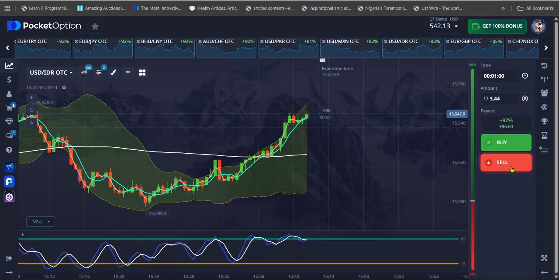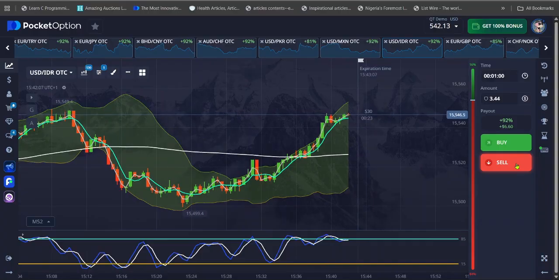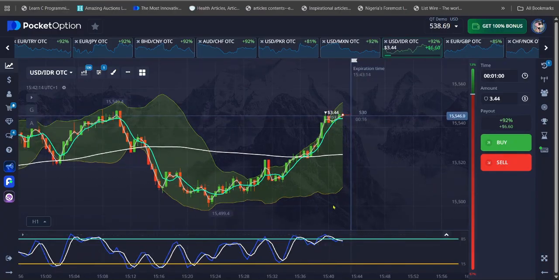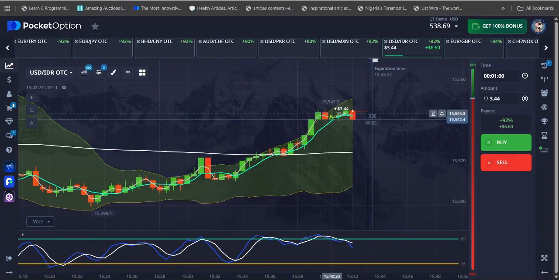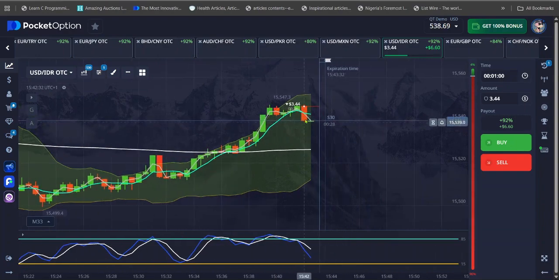I think I'm going to take a sell here. Let's take a sell in this rhythm. Let's see. You can see on our stochastic oscillator, it is pretty overbought. And you can see from our moving average here that it's indicating that the trend is becoming weak.